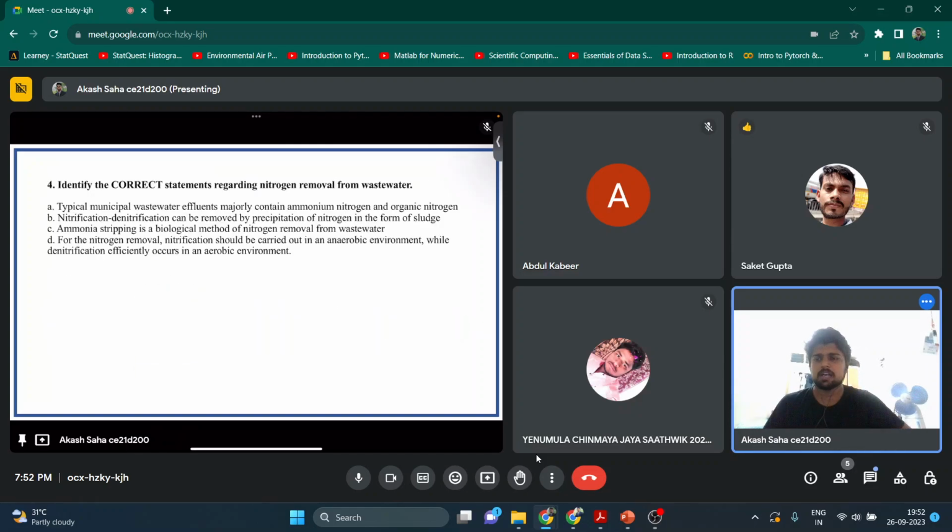Okay. So the next question. Identify the correct statement regarding nitrogen removal from wastewater. First, typical municipal wastewater effluents majorly contain ammonium nitrogen and organic nitrogen. Second, nitrification and denitrification can be replaced by precipitation of nitrogen. Third, ammonia stripping is a biological method of nitrogen removal. Fourth, for nitrogen removal, nitrification should be carried out in an anaerobic environment, while denitrification efficiently occurs in an aerobic environment. So which of the following statements is correct?